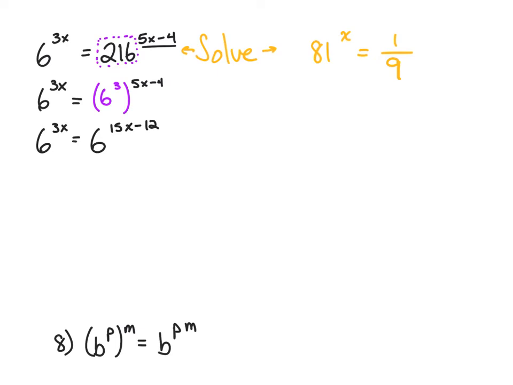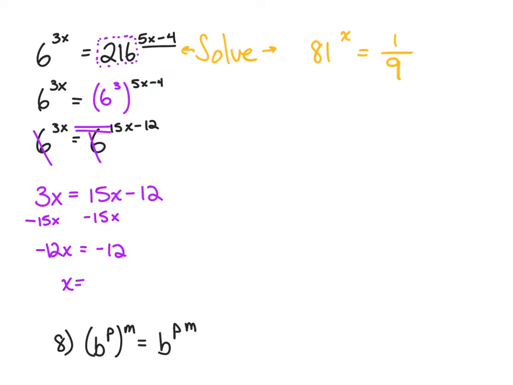Now we have similar bases. Let's go ahead and set those exponents equal to each other and solve. So I've got 3x equals 15x minus 12. I'm going to subtract 15 x's from both sides, to get me negative 12x equals negative 12, and then I will divide by negative 12 to get x equals 1.